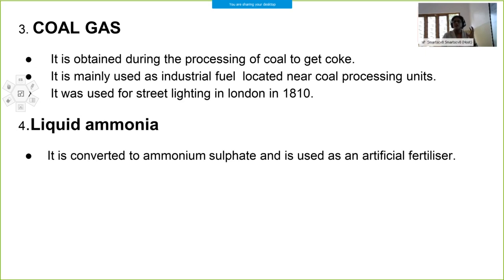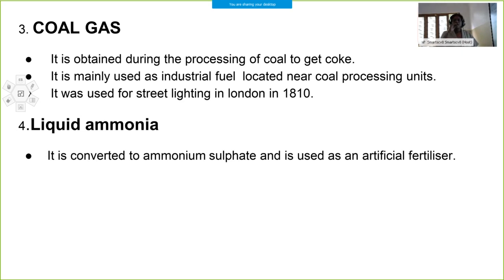So these are the four products obtained from coal by the destructive distillation of coal. What are the products? First one is coke, second is coal tar, third is coal gas, and the fourth one is liquid ammonia. So far we were discussing coal, is it not? Now coal is over. Now we'll move on to petroleum. We'll start petroleum today.